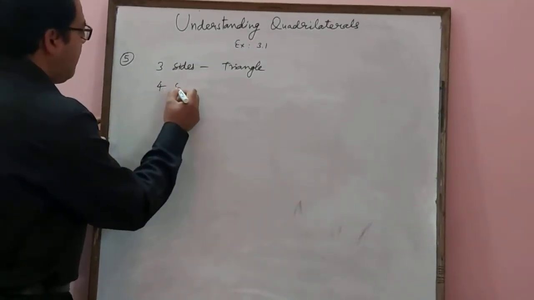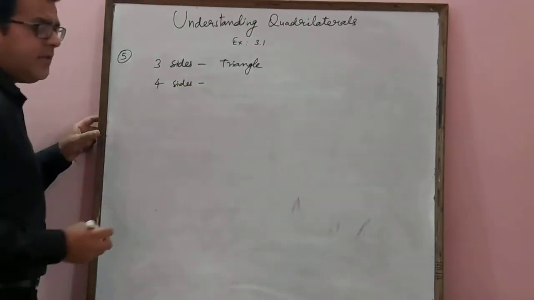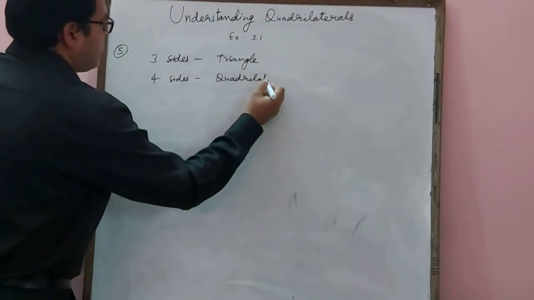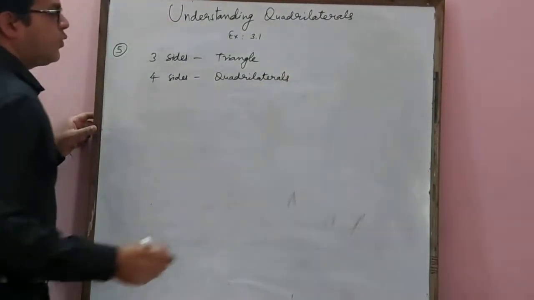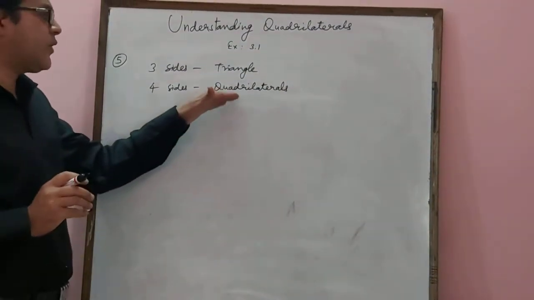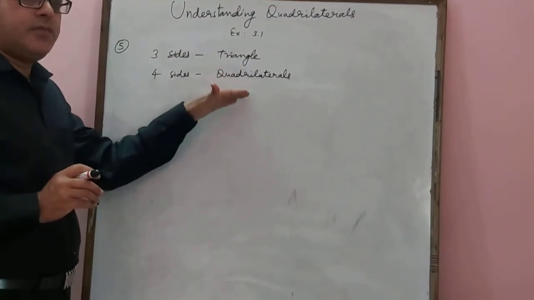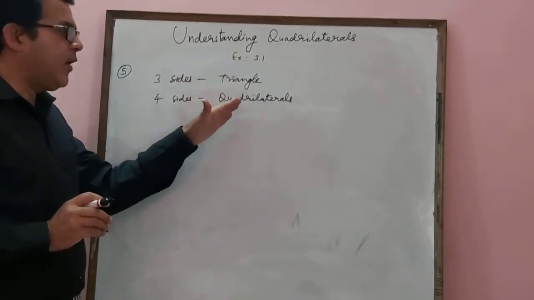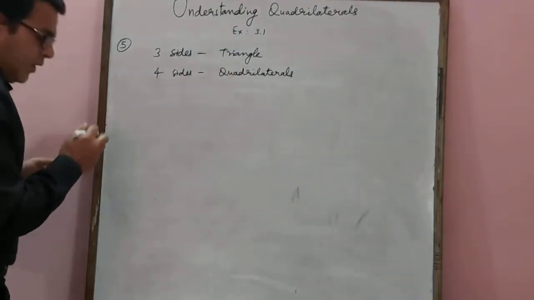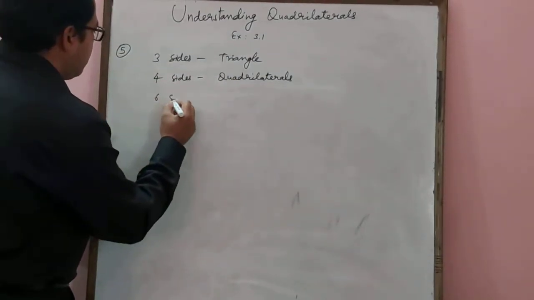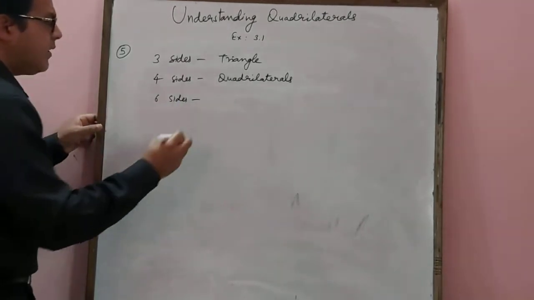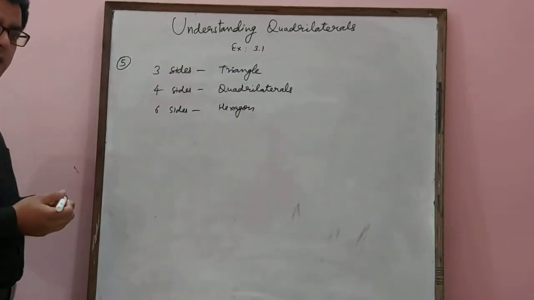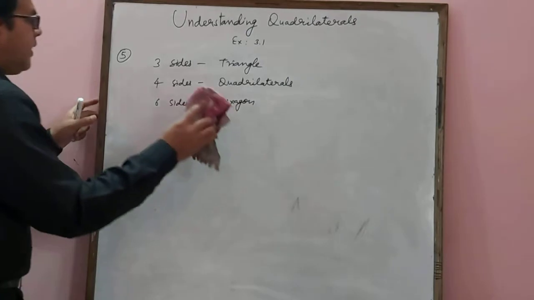And can you name the polygon with 4 sides? It is a quadrilateral. Many things you can consider in this: square, rectangle, trapezium, kite, parallelogram, rhombus. And then 6 sides. What is the name for this 6-sided polygon? It is a hexagon. Right? Now question number 6 we will discuss.